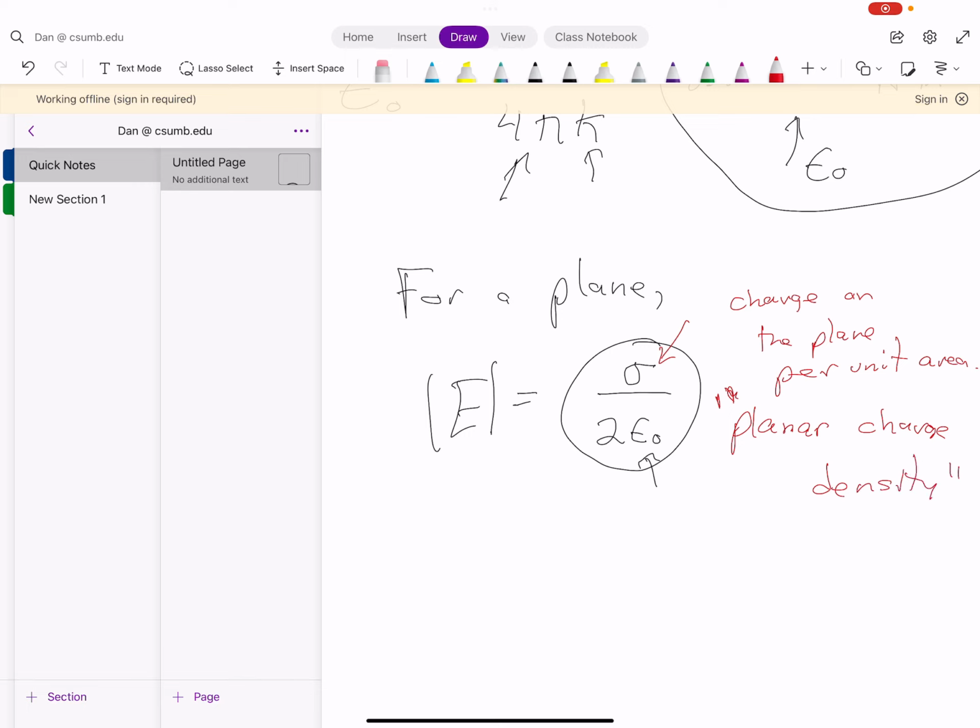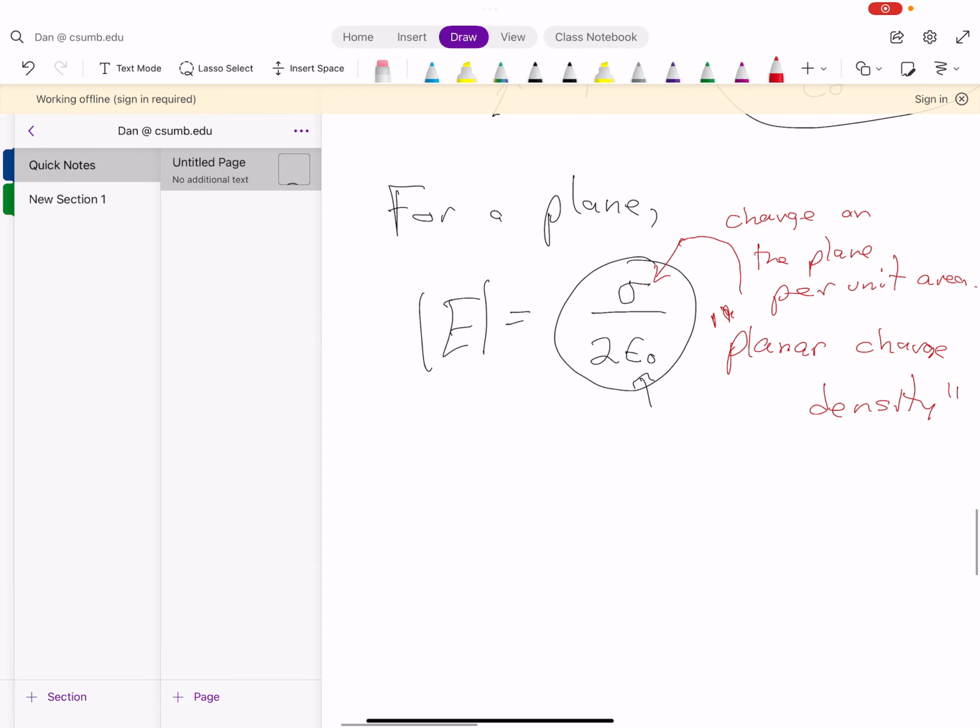Okay, so that's what this corresponds to. The planar charge density. All right, so maybe I can do an example of this. Let's just say we have a plane, and I'm not going to make it infinite.